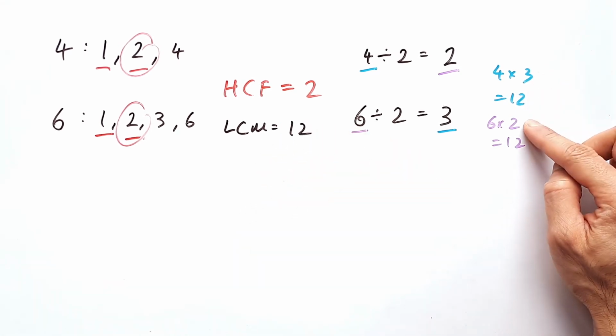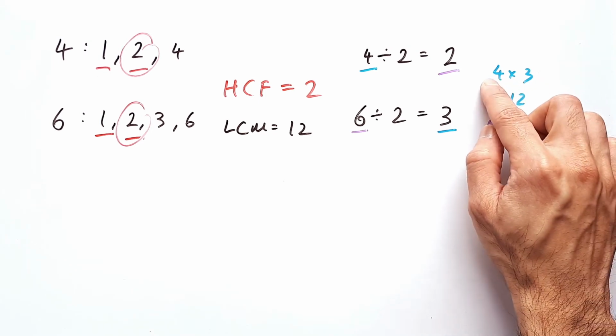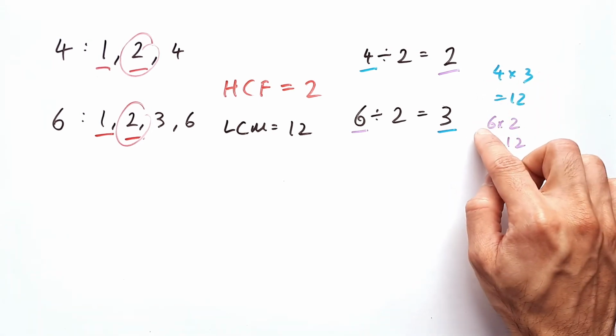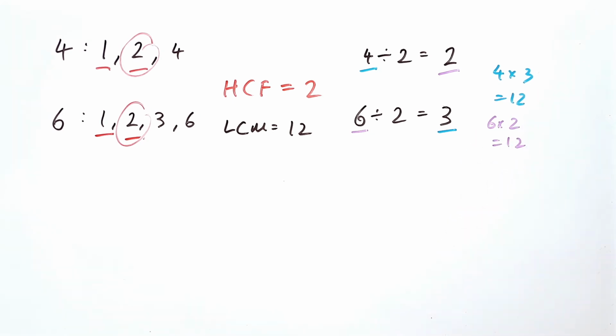And the numbers each of them had to multiply tells you how much to split these pieces into. So you would take 4 pieces, split each of them into 3 more, take 6 pieces, split into 2 more, and they will both give you 12. And that's all there is to it.